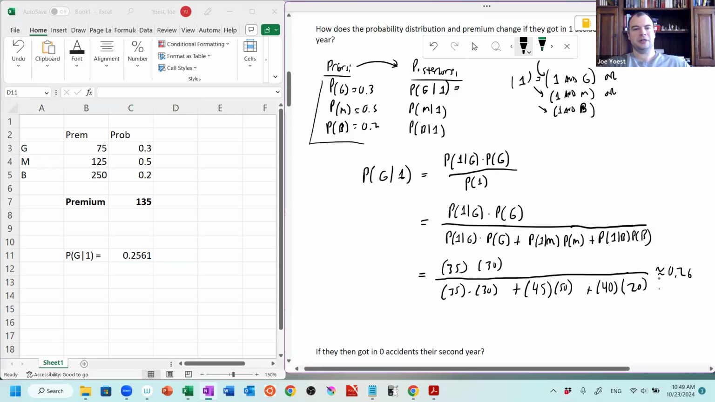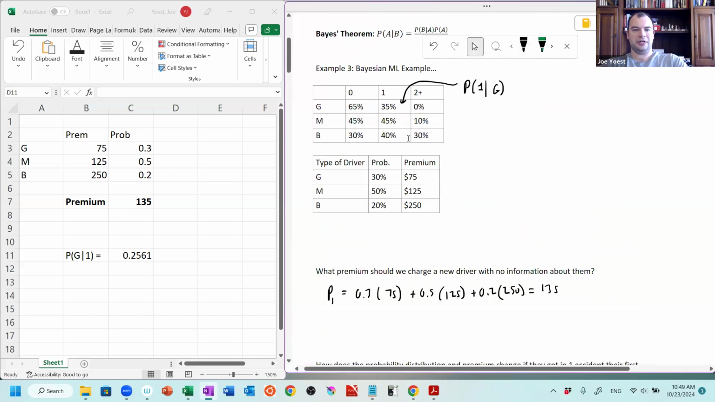So my probability of being a good driver, given I got in one accident in the first year, is about 26%, down from about 30% before that 1 year with the one accident. Right, getting in an accident is a little bit less like the behavior of a good driver.